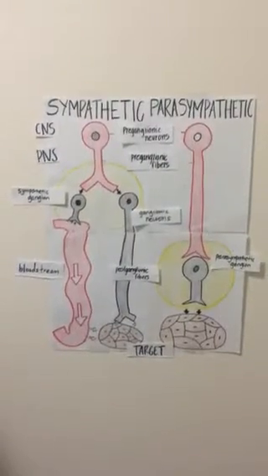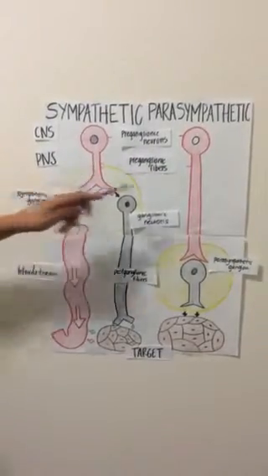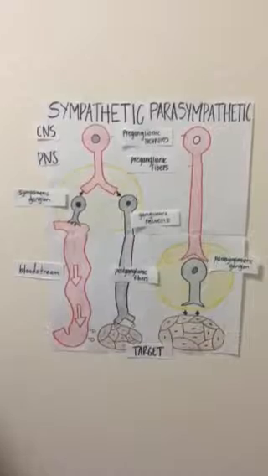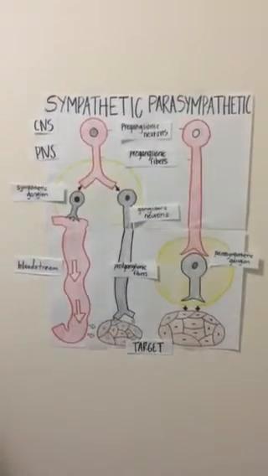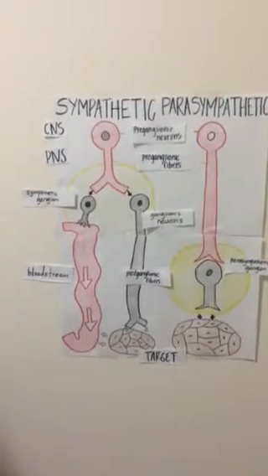Next is the preganglionic nerve fiber. It is quite obvious that they are shorter in the sympathetic than they are in the parasympathetic. These are short fibers that have myelin. These fibers are protected, and the myelin helps speed up impulses in the nervous system.